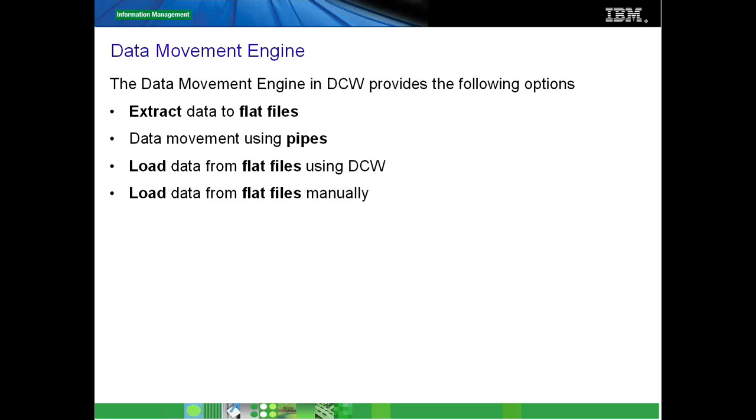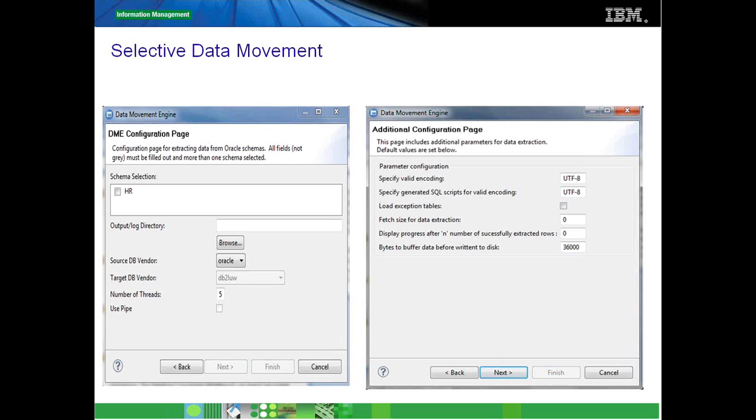and conversion engine. The next step is obviously how do I move my data. So again, DCW provides you with various options for moving data. You can extract data into flat files from Oracle and then move it. Or you can also use something called pipes, which is a mechanism used for bulk amounts of data. And you can use the load options, load data from flat files using DCW, or you can manually load the data as well, which we don't recommend because the tool itself is pretty efficient in loading data.